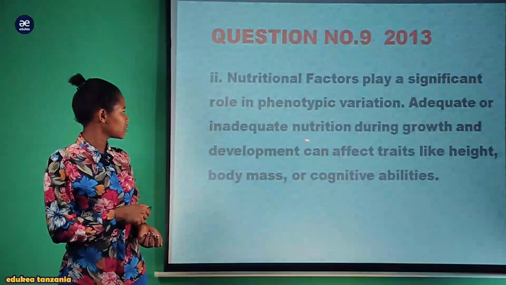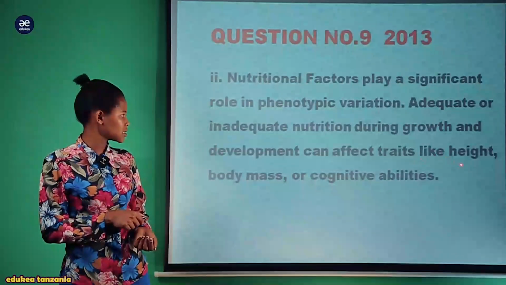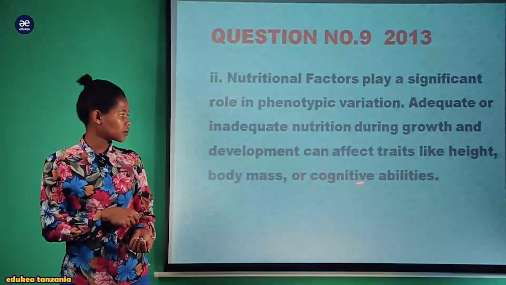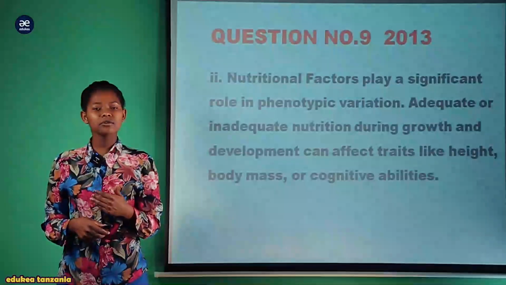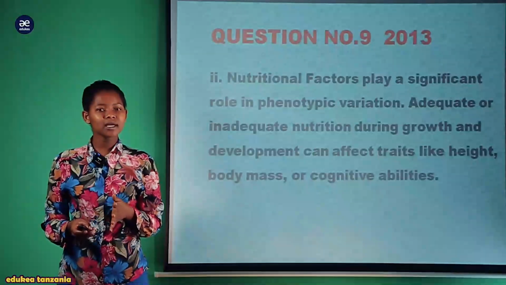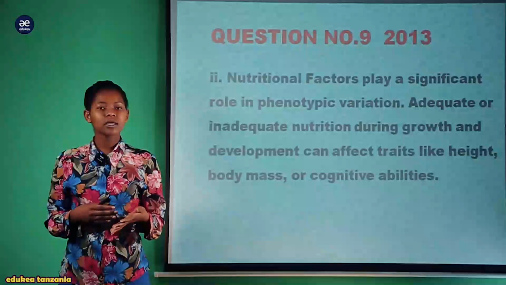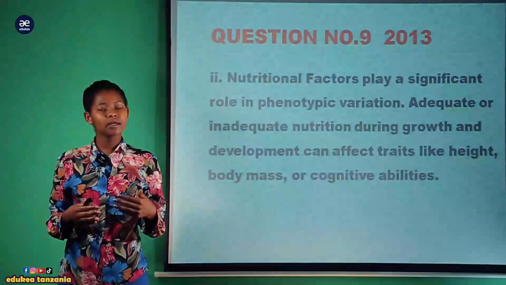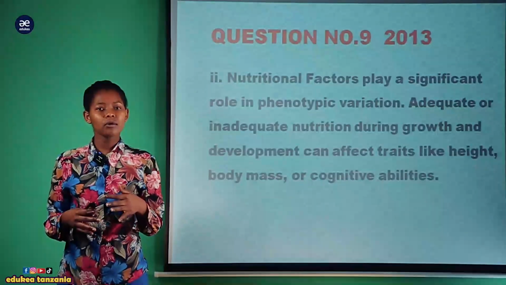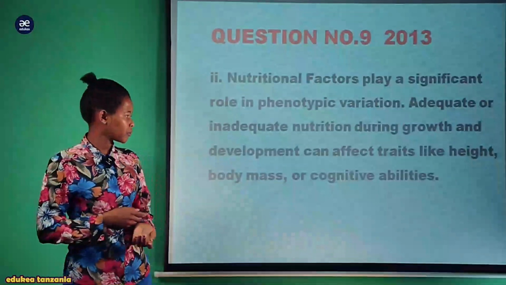We can say adequate or inadequate nutrition during growth and development can affect traits like height, body mass or cognitive abilities. Pia nutritional factor inaweza kusababisha variation kwa organism kwenye height yake, kwenye physical appearance yake, kulingana na kwamba the way maybe inaenda kuaffect ile genetic makeup. For instance, mtu ni mrefu anashindwa kupata nutrients then anakuwa dwarf.